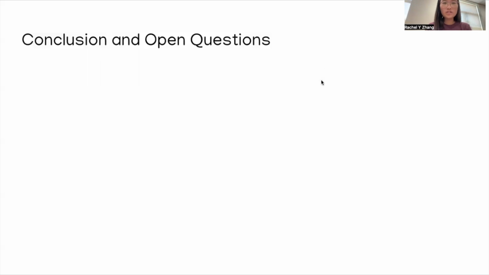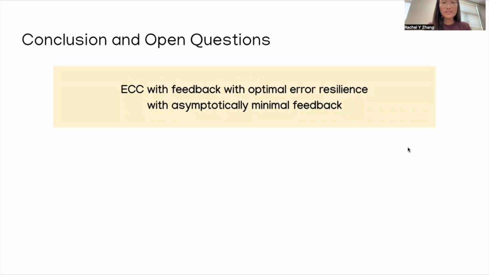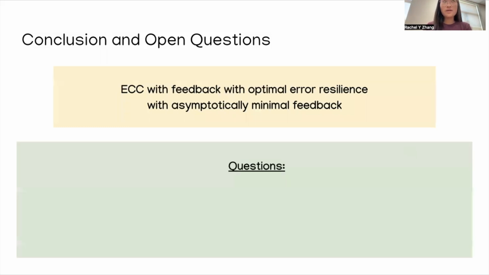Okay, so in conclusion, in this talk, we looked at error correcting codes as feedback, and we constructed error correcting codes as feedback that have optimal error resilience but asymptotically minimal feedback. So just a few questions to end this talk with. The first is that throughout this entire talk, we've always assumed that our protocol is deterministic. And so the first question I want to ask is, what about randomized protocols? In particular, we believe that perhaps the lower bound that we have no longer holds for randomized protocols. And so the question is, can you actually construct a protocol with a matching lower bound that does even better than O of log k bits of feedback?